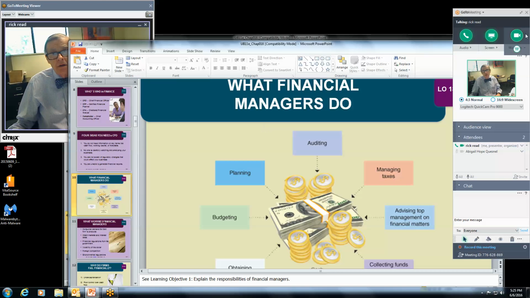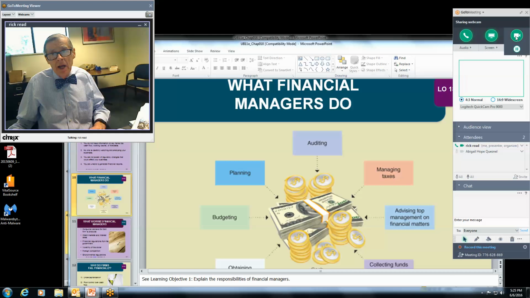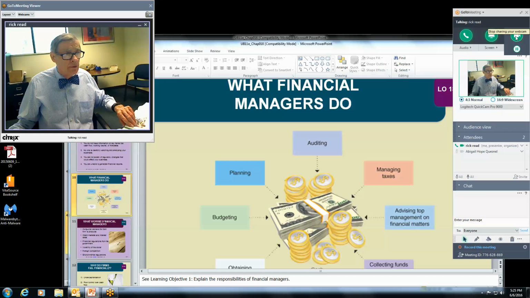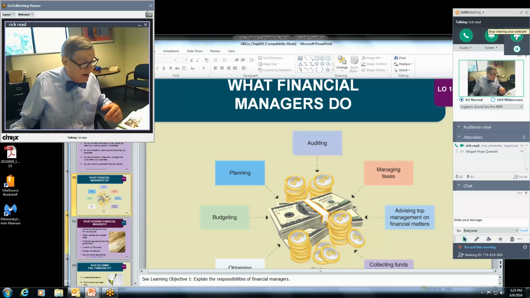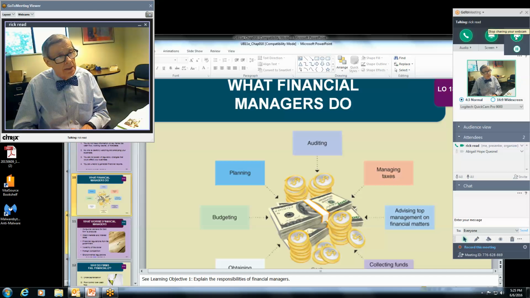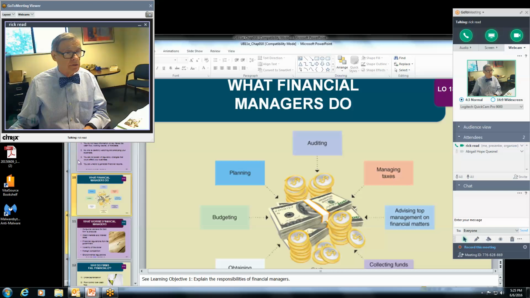And this particular slide, which you may not be able to see real well here, but you can see in figure 18.1 at the top of page 505, gives you a pretty good idea of what these folks do, whether that person is a chief financial officer or he or she has a different title.